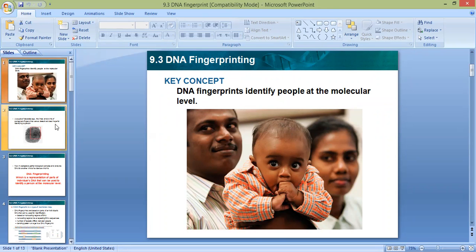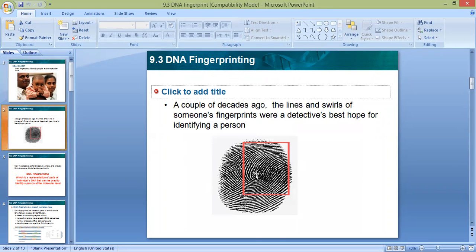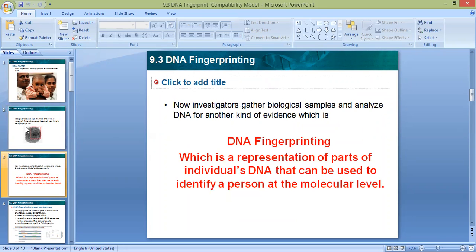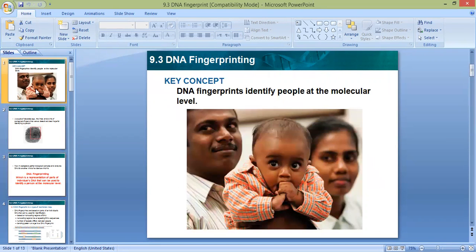Before, they were using this. You can see it by your eyes, this fingerprint, by comparing the lines and the swirls of the fingerprint. But nowadays they use more precise techniques which identify people at the molecular level.